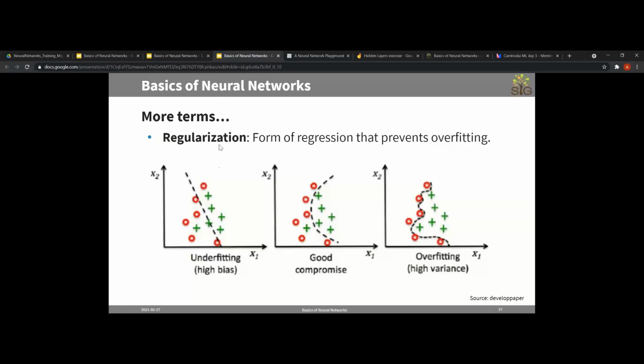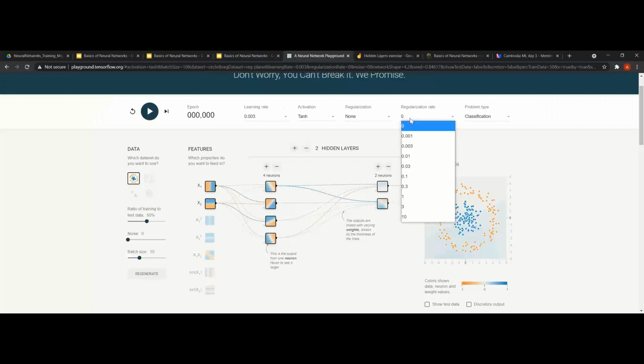So what regularization does is it's a form of regression, and it tries to discourage the learning process so that it doesn't do this overfitting. It tries to make your learning process more like this, right? Good, not too much. So that's what regularization means. We don't need to worry too much about it now. But there's L1 and L2, they're just different ones. And there's the rate as well, which is similar to the learning rate, like how fast you want to apply that regularization to your model.